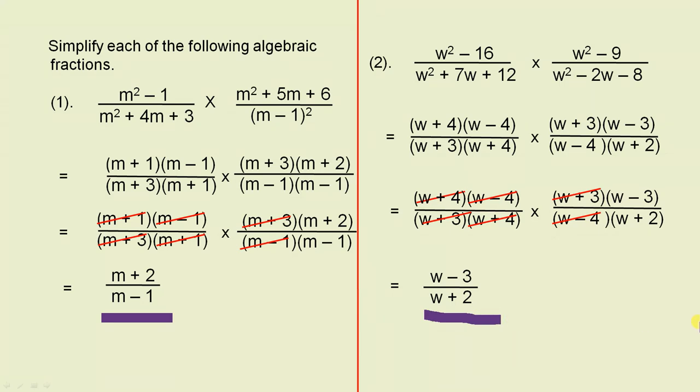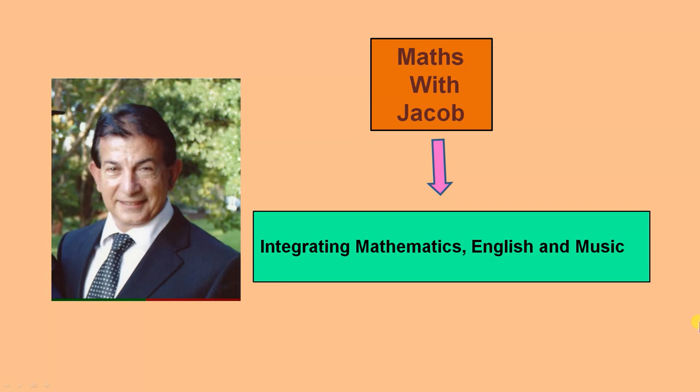So we've seen how to simplify algebraic fractions that are multiplied together. And the secret is, or there's no secret, but the process is, you have to factorise first and then you cancel.